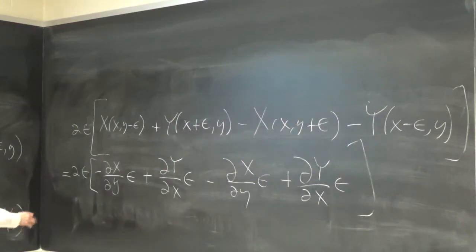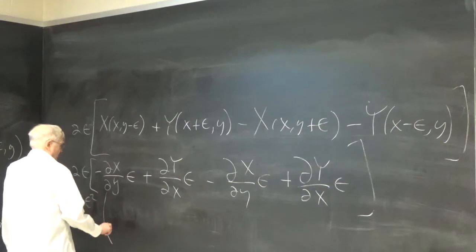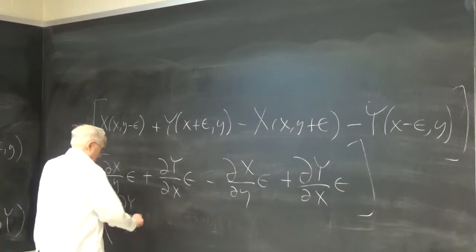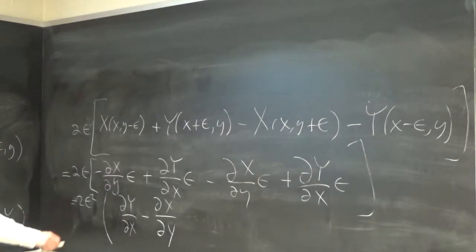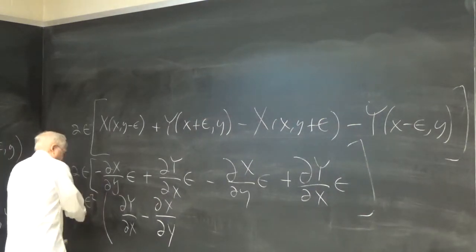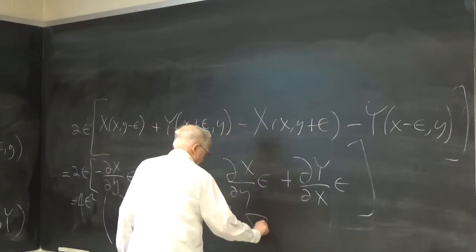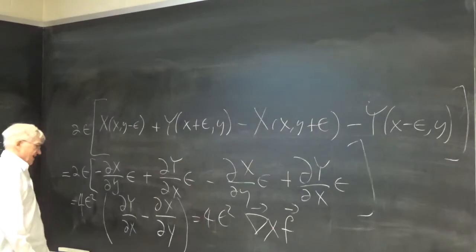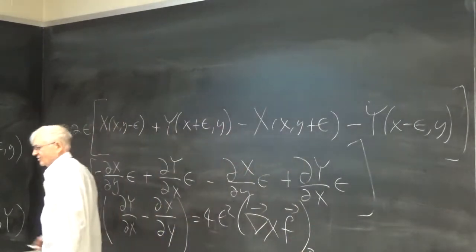So, what is this? Apart from a factor of 2 epsilon squared, this is the z component of the curl. The z component of the curl is partial y, partial x, minus partial x, partial y, and in fact I've just got that twice, don't I? So what we really have over here is really 4. So it's 4 times this thing. And so this is 4 epsilon squared, what we call the curl of f, z component. We're working in 2 dimensions, so effectively we have the z component.